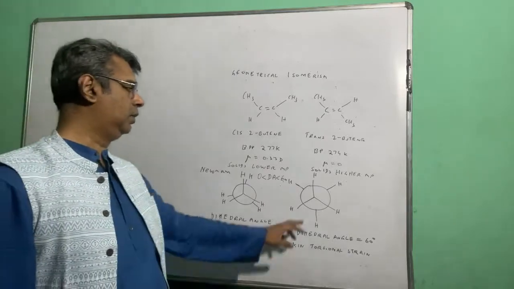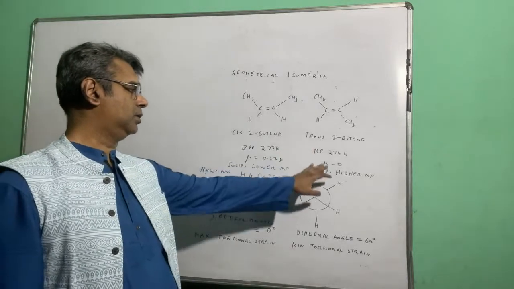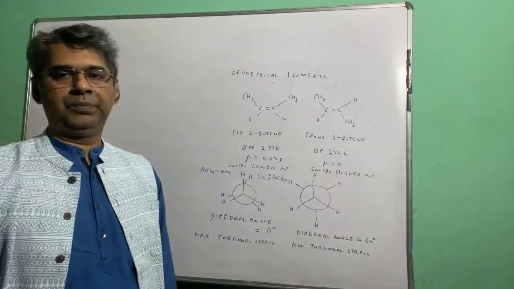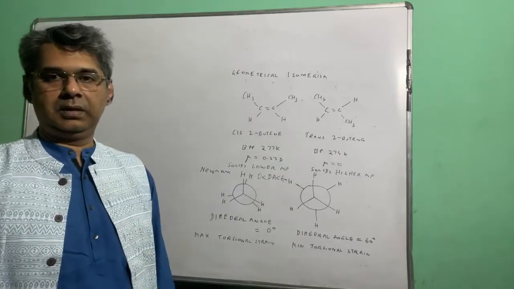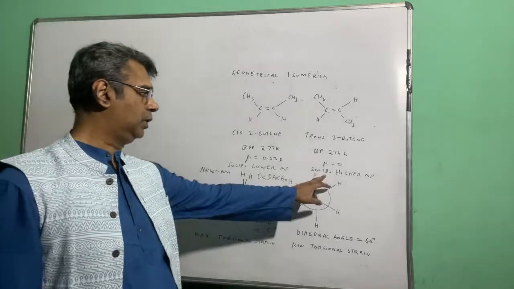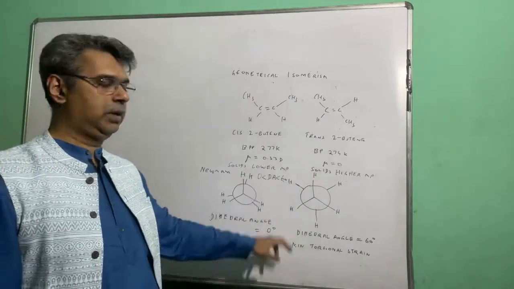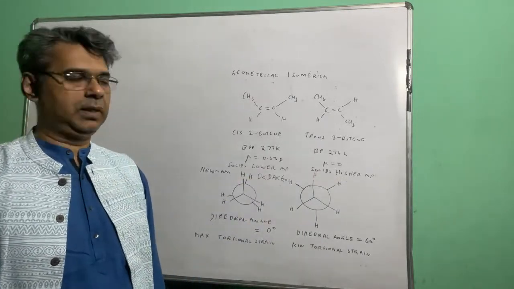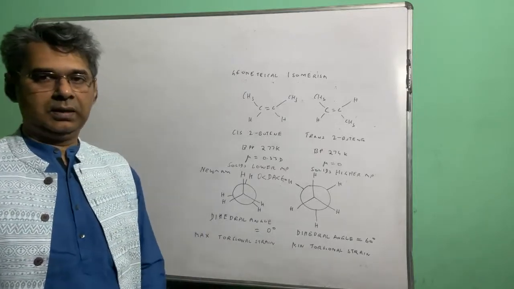Okay, if you are talking about solids, then trans isomers have higher melting point because trans isomers, they fit very well in the crystal lattice. So if you are talking about solids, then trans has higher melting point. If you are talking about solids, then cis has lower melting point because cis doesn't fit so perfectly in the crystal lattice.